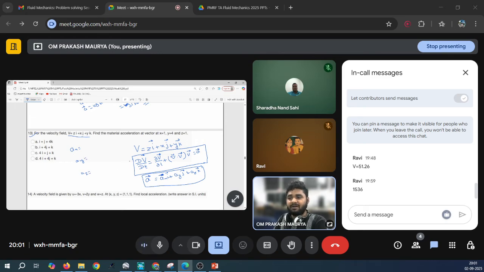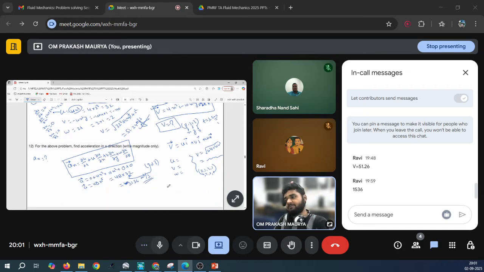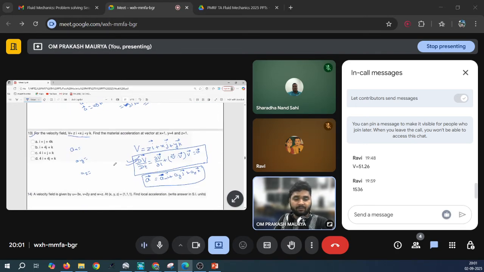So please remember, material acceleration is nothing but the total acceleration in all three directions. You can remember these things. So what is ax, what is ay, and what is az? I have already discussed the expression for ax, similarly for ay, similarly for az.